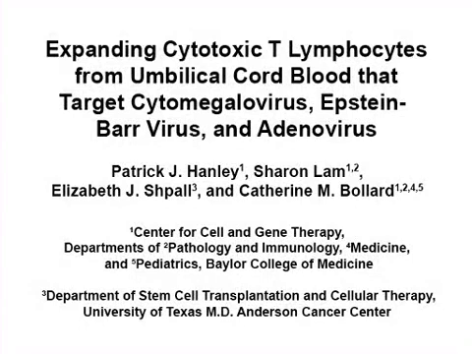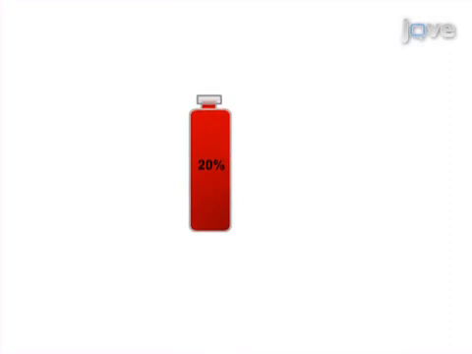The overall goal of this procedure is to generate cord blood-derived cytotoxic T lymphocytes, or CTL, that recognize antigens from multiple viruses. This is accomplished by first isolating the cord blood mononuclear cells from the 20% fraction of the cord blood unit.